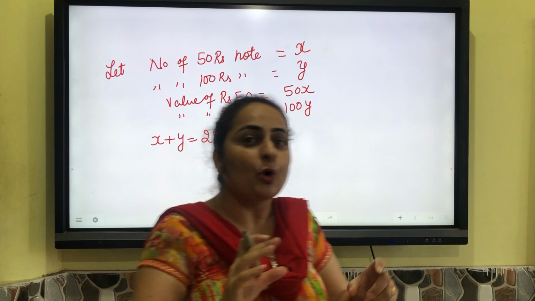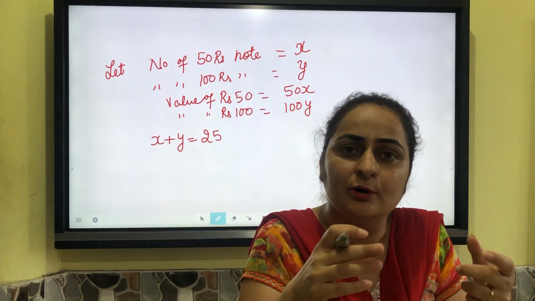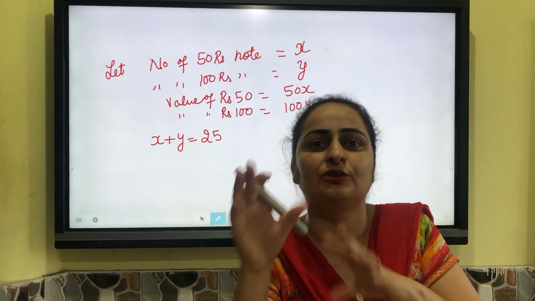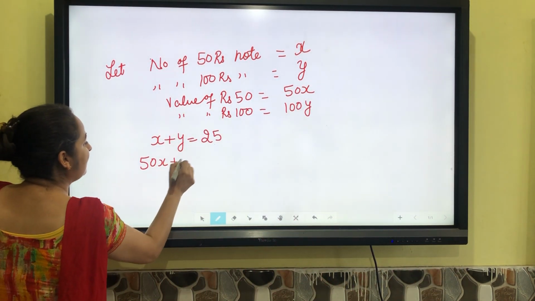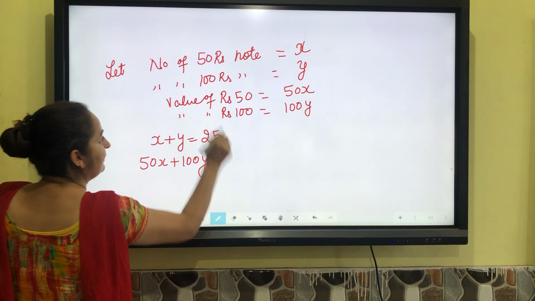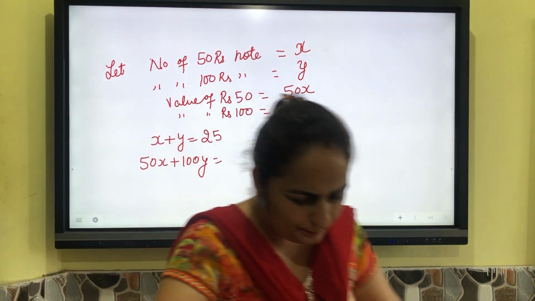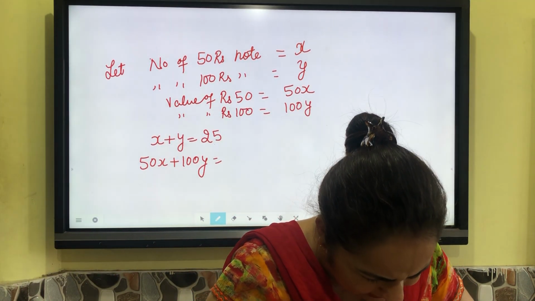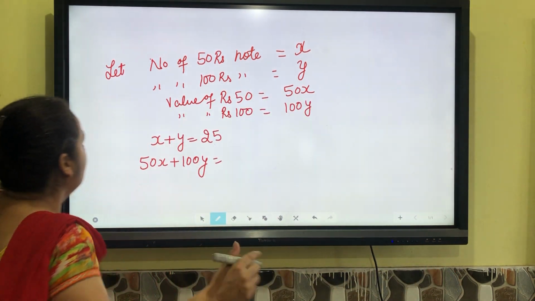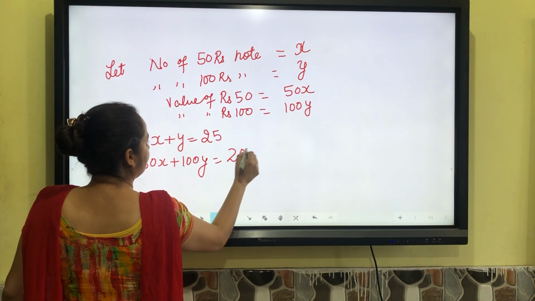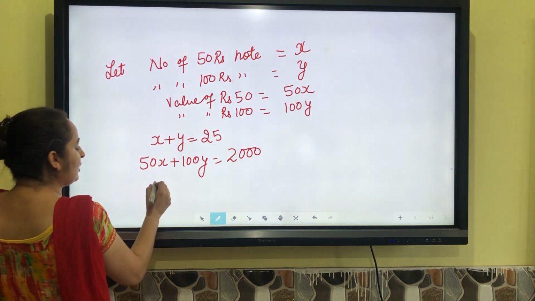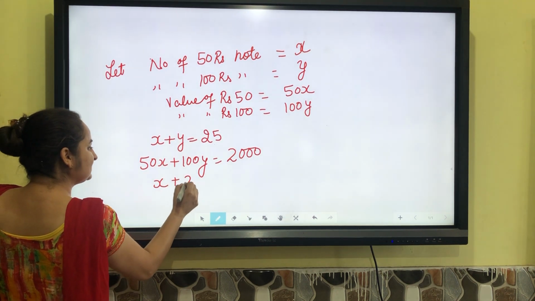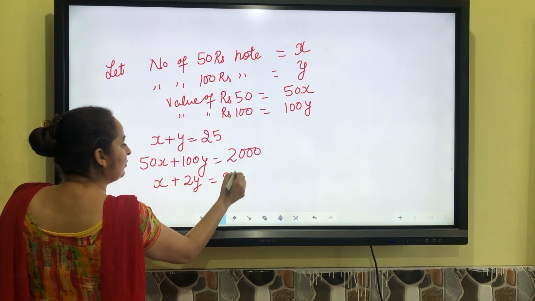And what is the total amount in your purse? I told you, you have 2000 rupees in your purse. Some rupees are of 50 and some are of 100, and the total rupees in your purse is 2000. Is 50 common? Yes, 50 is common. So X plus 2Y is equal to 80.